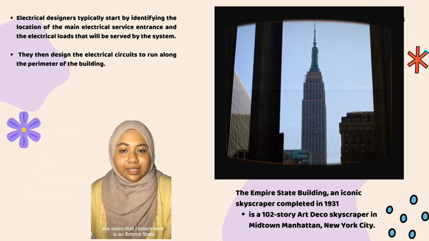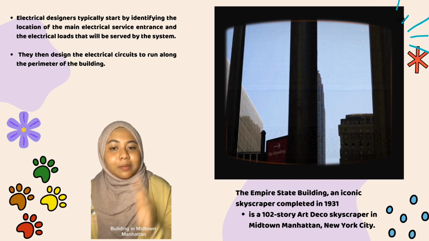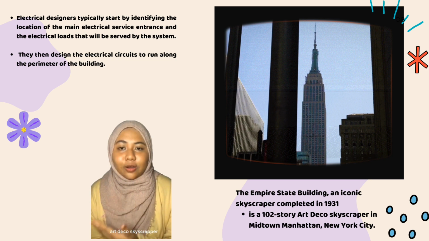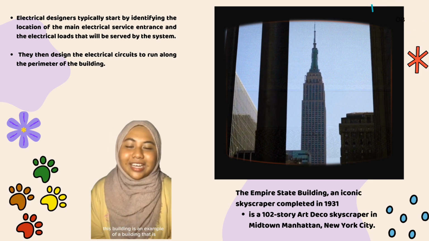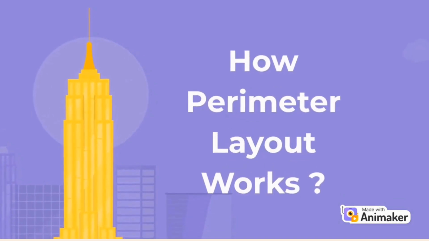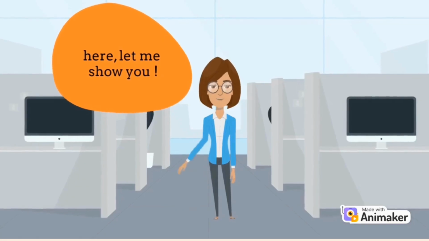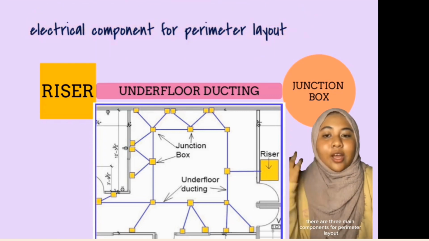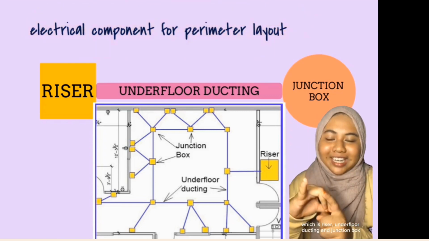The video that I attach here is the Empire State Building in Midtown Manhattan, New York City. It is a 102-story Art Deco skyscraper. This building is an example of a building that uses perimeter layout. How perimeter layout works. Let me show you. There are three main components for perimeter layout, which are riser, underfloor ducting, and junction box.